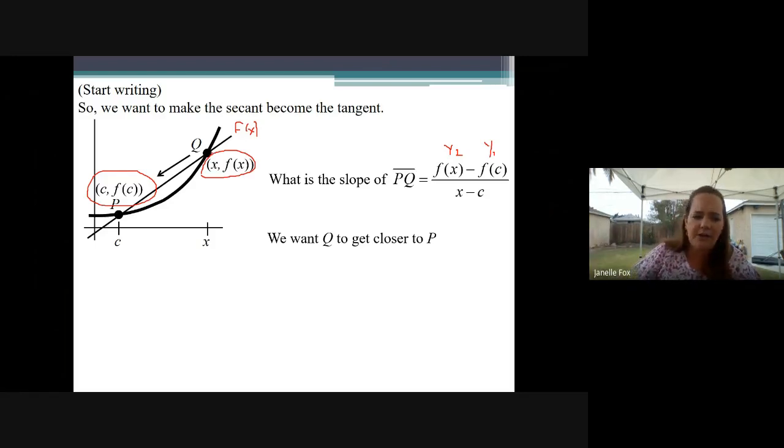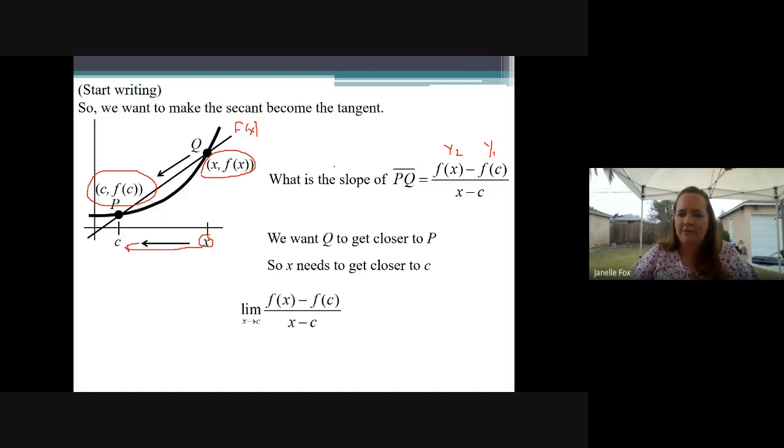To make Q get closer to P, X is going to need to get closer to C. So in an effort to make Q run into P, we need this X value to get itself closer to the C value, okay? And so if X is getting closer to the C value, there's a mathematical way to say that, which we've been doing a lot of, and that is the limit, okay?